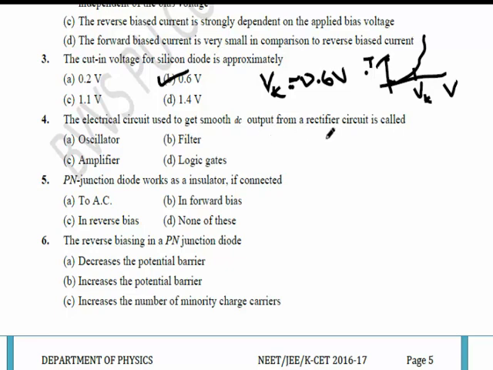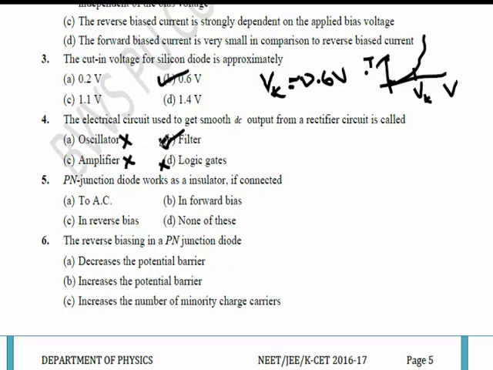See here, a rectifier converts AC into DC. Oscillator converts DC into AC. Filter, okay. Amplifier amplifies, it makes a strong output. Logic gates make logical decisions. So A is not possible. C is not possible. So D is not possible. B is the correct option.